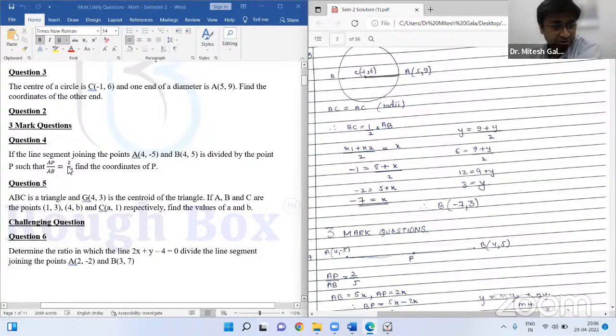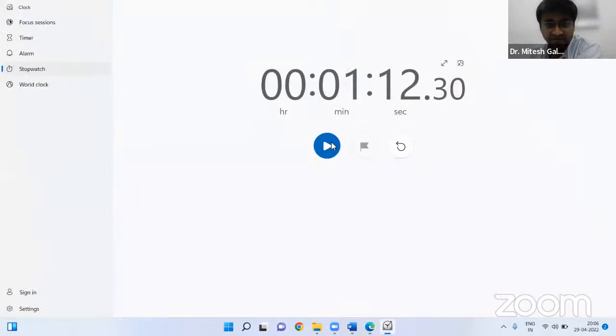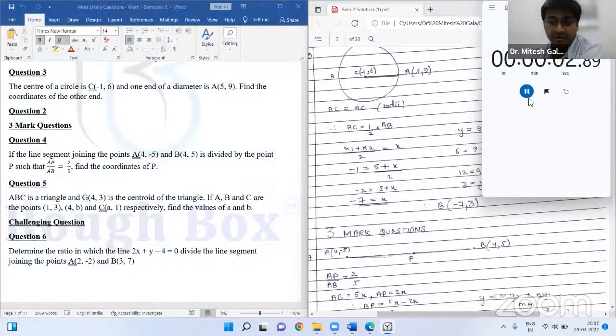So you have the ratio given. You need to find the coordinates of P. I'll give you at least 1.5 minutes this time. So there you go. Begin. Come on. You have AB divided by the point P, AP upon AB is 2:3. Find the coordinates of P.